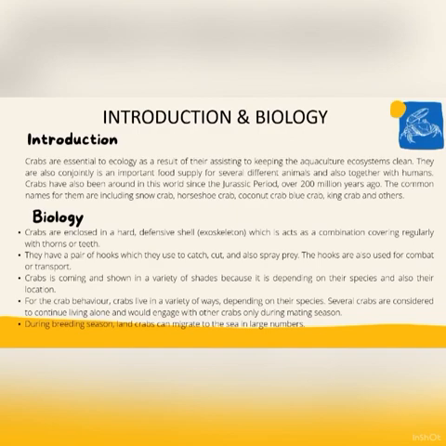For crab behavior, crabs live in a variety of ways depending on their species. Several crabs are considered to live alone and will engage with other crabs only during mating season. During breeding season, land crabs can migrate to the sea in large numbers.